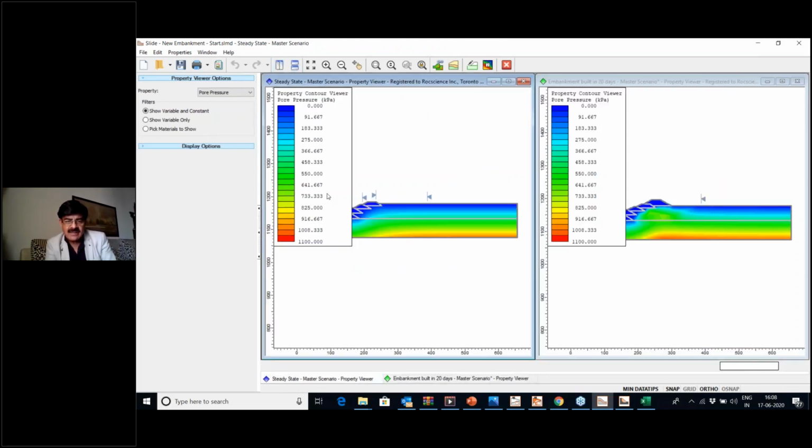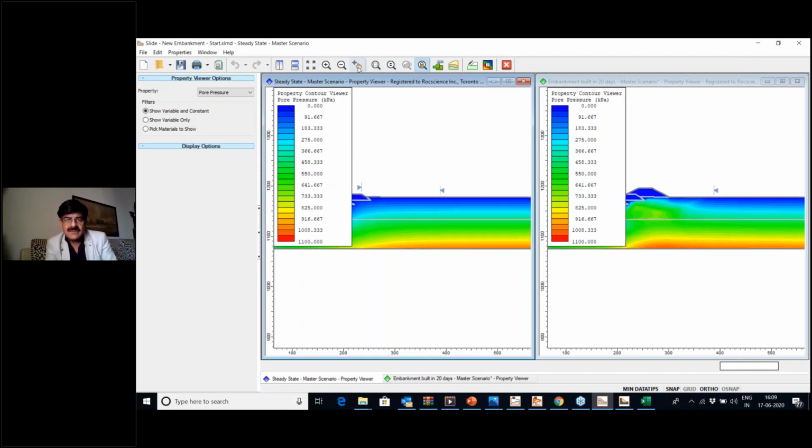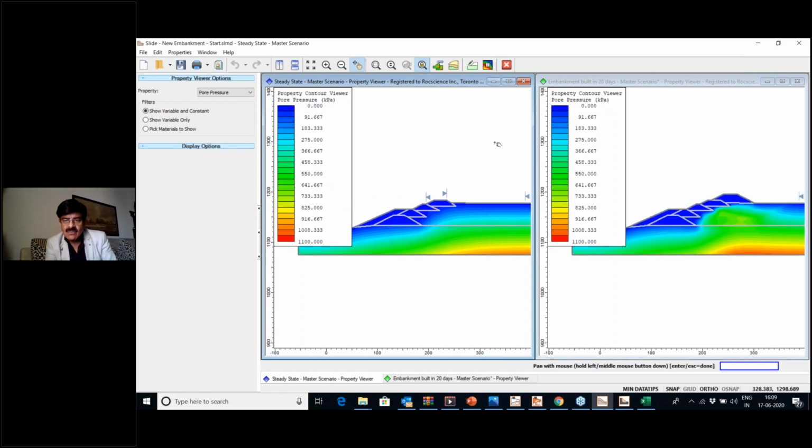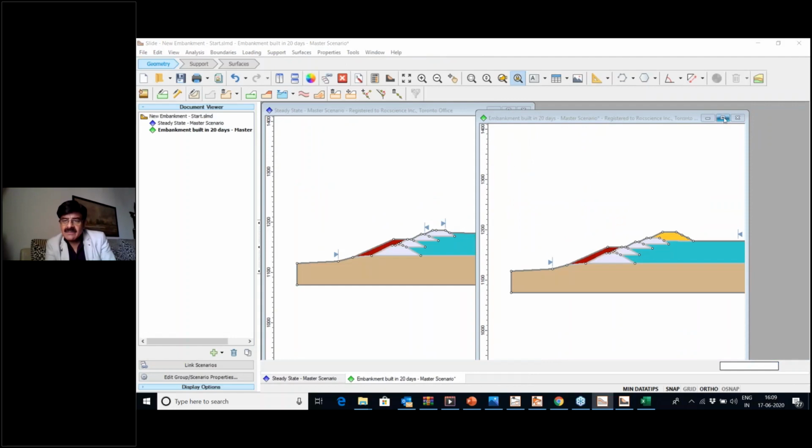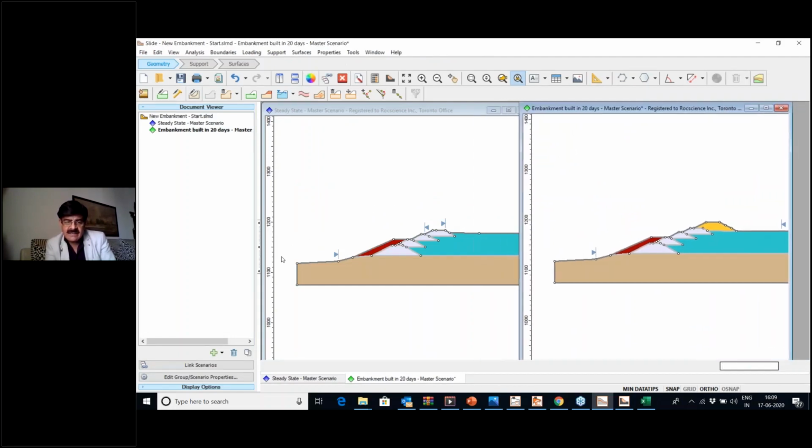And if you tile them together, and let me lock the zoom and enlarge it, shift it so that you can see. So you can see the influence of the building of this. This is the initial condition on the left, and what you have here is the embankment, 20 days, and this is, you can see the higher pore water pressure created here because of embankment. Okay, so let's close this and run the analysis.